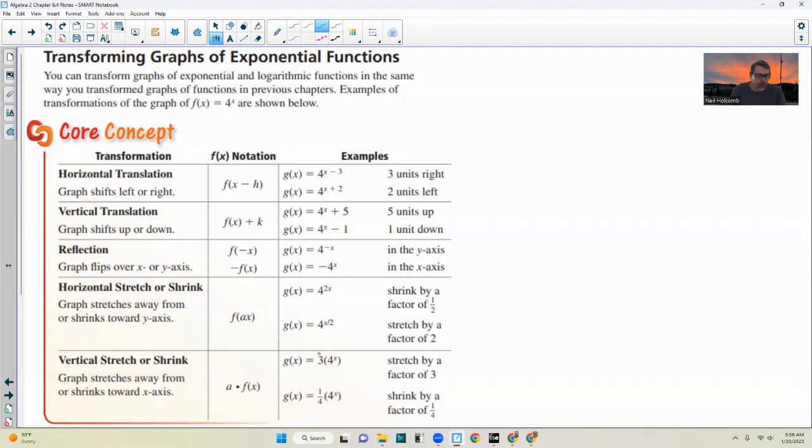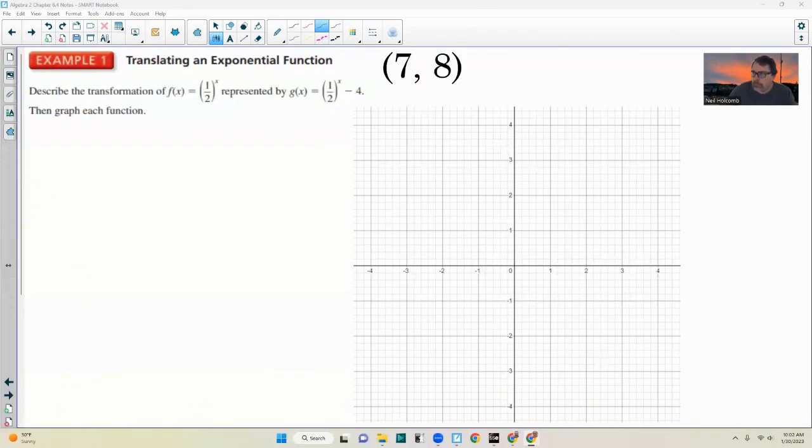Vertical stretches or shrinks would multiply the base by a constant. Multiplying by a constant greater than 1 is a stretch, and multiplying it by a fraction between 0 and 1 would be a shrink. Okay, so that's the transformations of exponential functions. Now we're going to translate an exponential function.